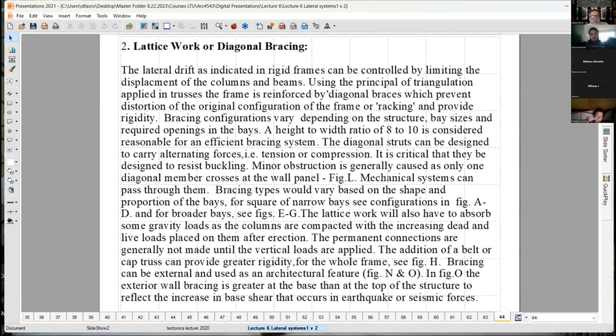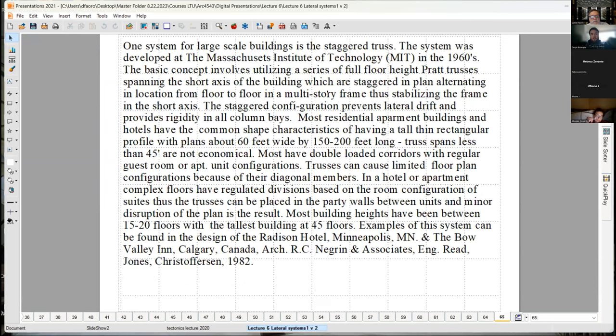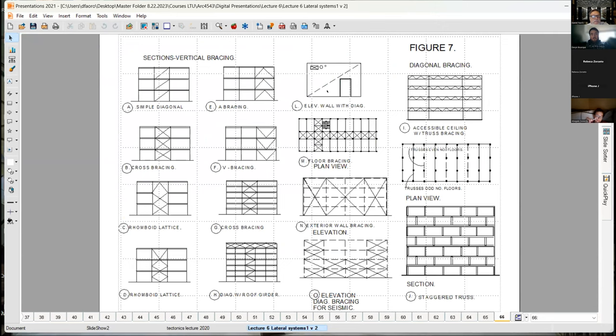So lattice work and diagonal bracing systems take different configurations. Simple diagonal, not a high seismic zone, cross bracing A and B. They can be rhomboid light lattices as well. In the case of E, F, or D, lower left, those would probably be more of an earthquake seismic force condition where you do not want a failure at a column. You want that fuse condition to be in the girder. Cross bracing like G and H, again, could be more traditional non-seismic magnitude loads.